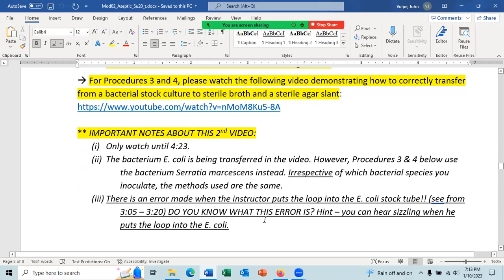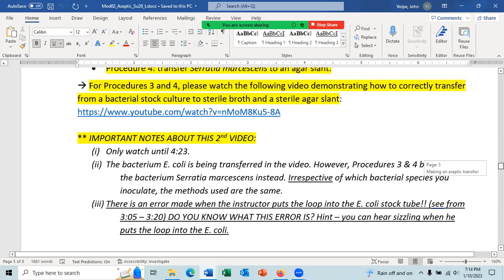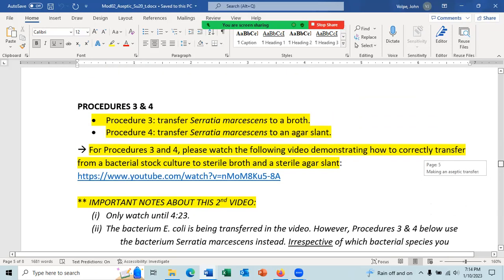Do you know what that error is? The hint is you can hear sizzling when he puts the loop into the liquid culture of E. coli. Or is it the solid culture of E. coli? You hear sizzling. And that was an error that the person demonstrating it made in the video. Any question about any of that?